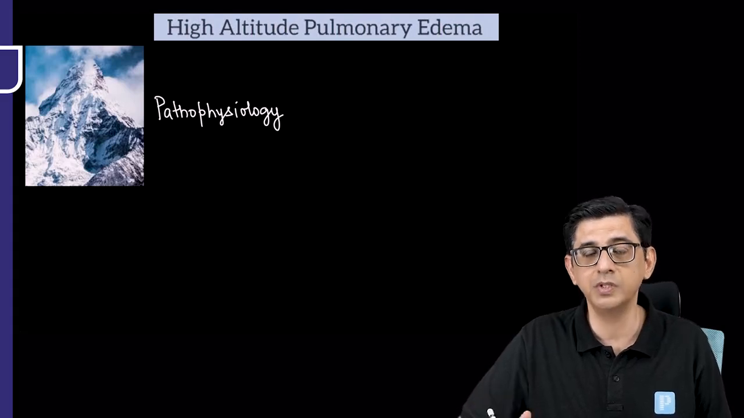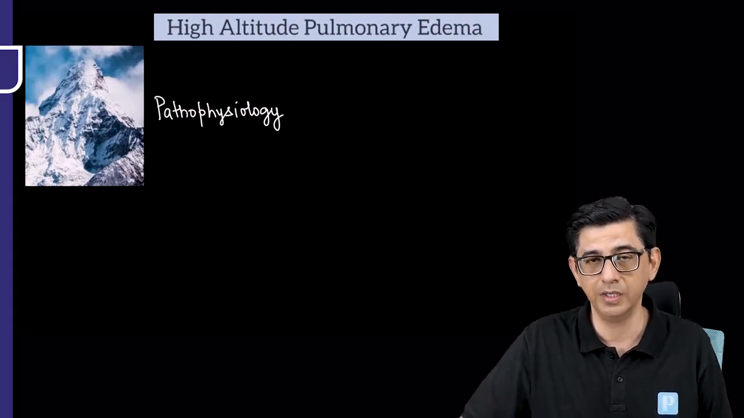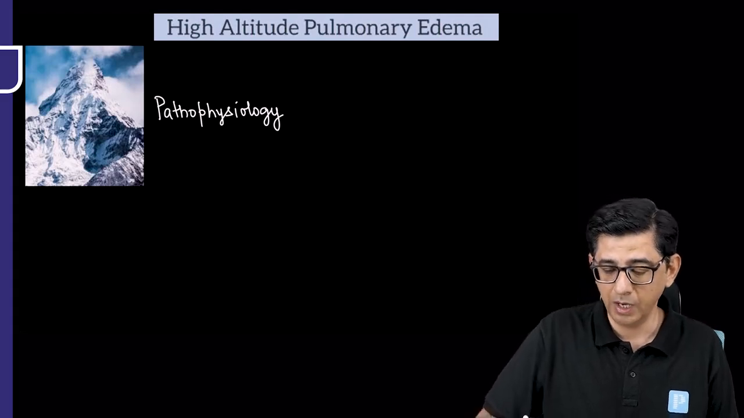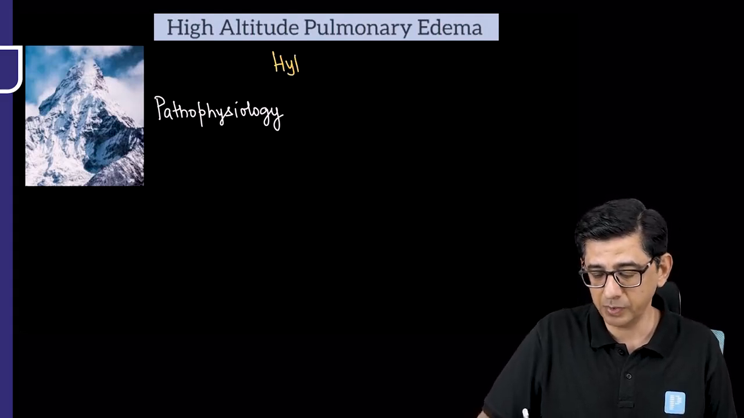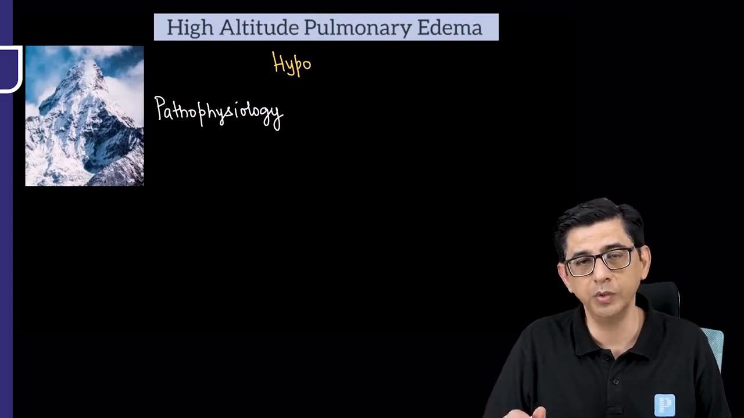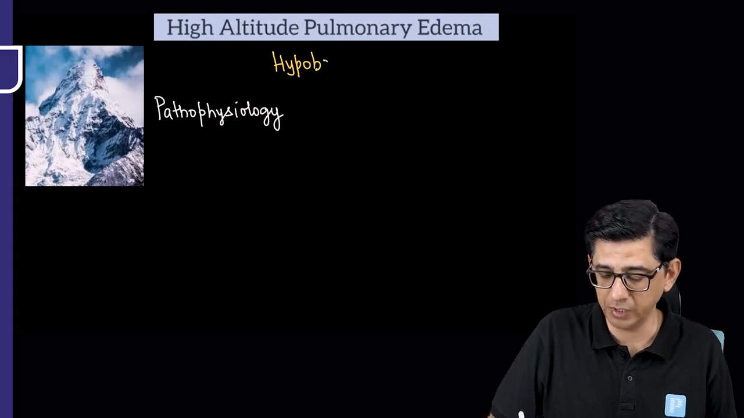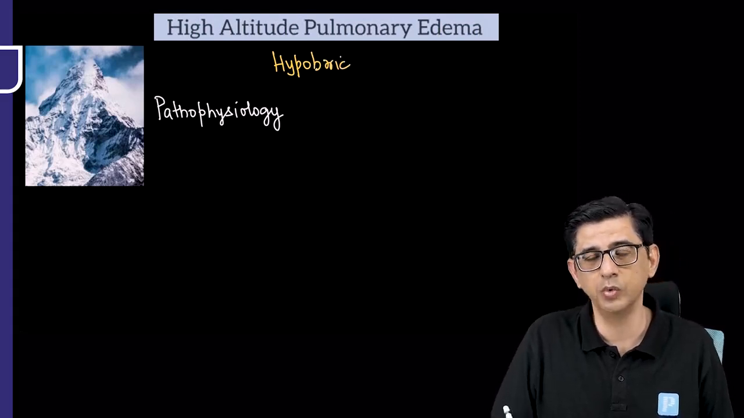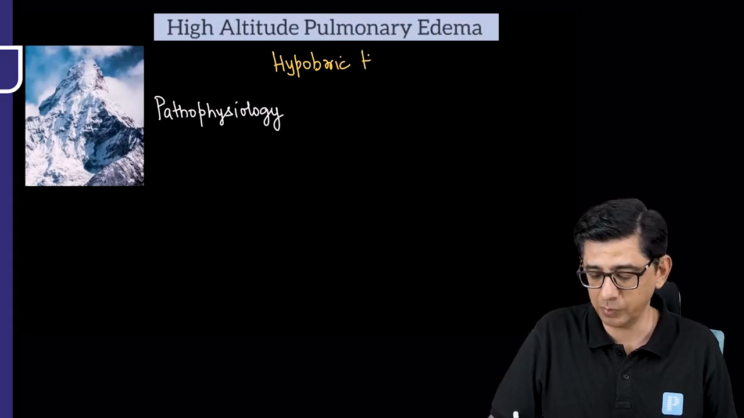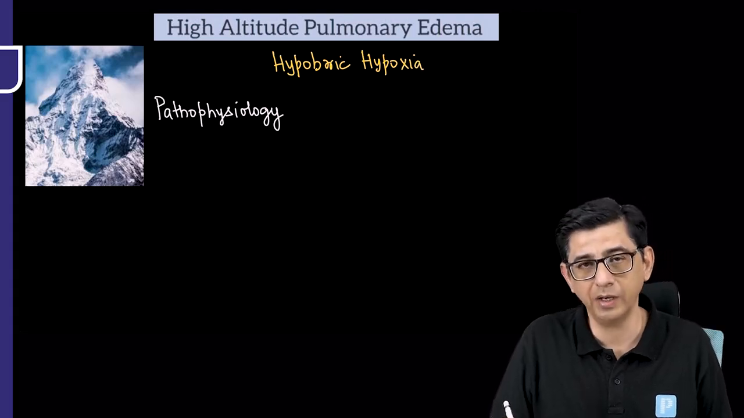The type of hypoxia that is seen here is technically called hypobaric hypoxia, and the rationale is very simple and straightforward: the higher you go up, the atmosphere thins out and the concentration of oxygen tends to decrease. So I would say that this is more of a physics-based question, that the type of hypoxia encountered in high altitude pulmonary edema is hypobaric hypoxia.